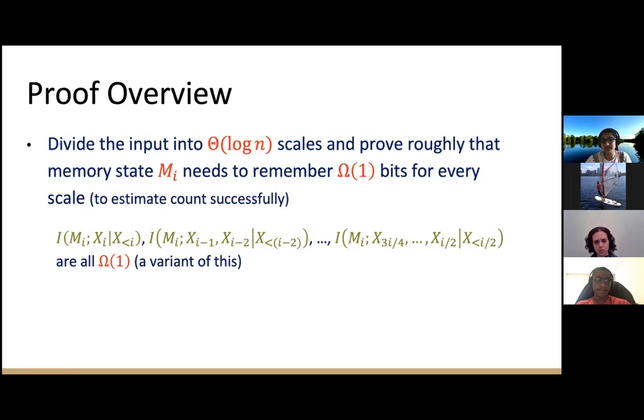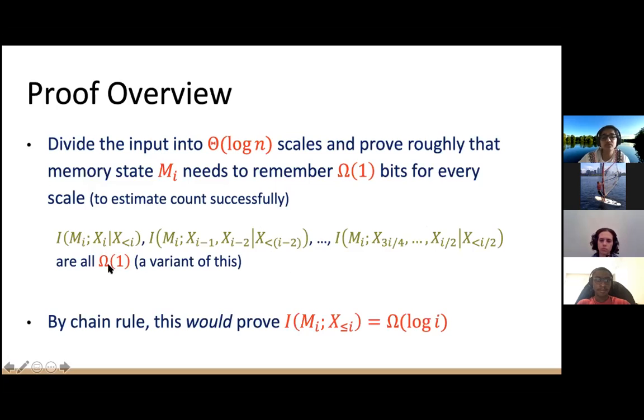Such a statement is true when the distribution of x_i is uniform. For example, given x less than i, if m_i is the sum of x_1 to x_i, then given x less than i, it exactly knows what x_i is. So this first term is 1. And then you can see that under uniform distribution, these will also be constant.